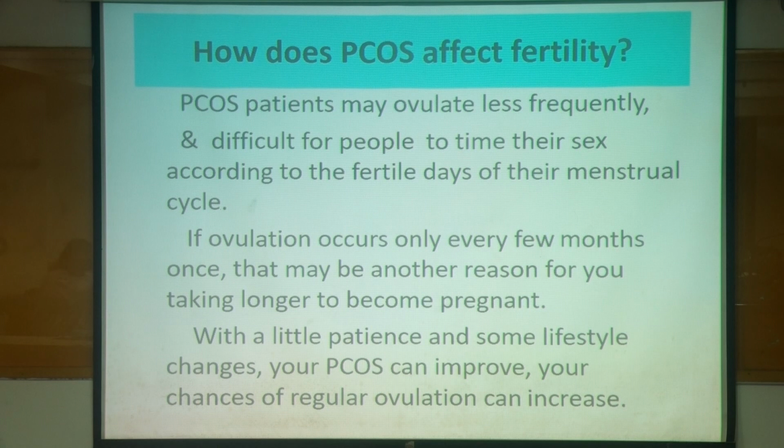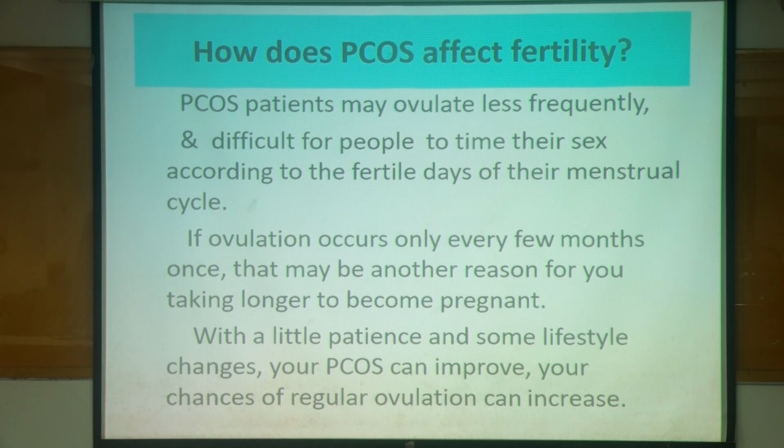They ovulate less frequently, and it is difficult for people to time their sex according to the fertile days of their menstrual cycle. And if ovulation occurs only once every few months, that may be another reason for taking longer to become pregnant. With a little patience and some lifestyle changes, your PCOS can improve. Your chances of regular ovulation can increase.